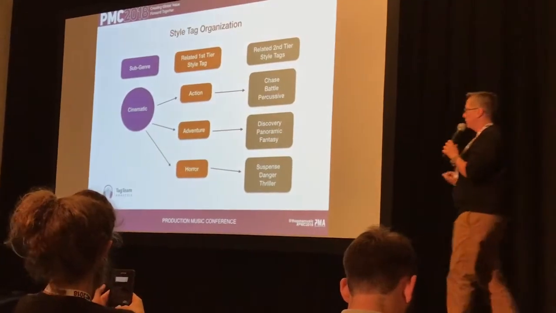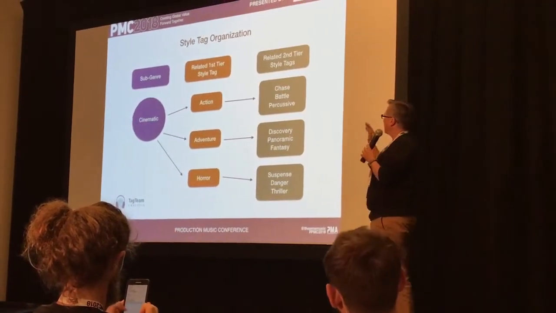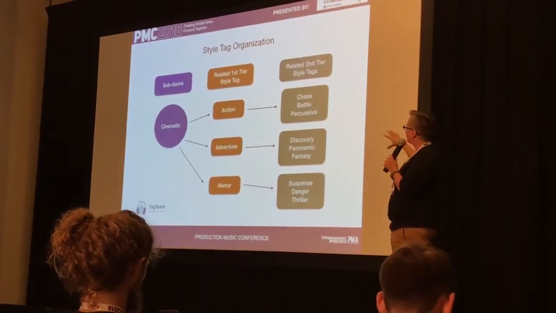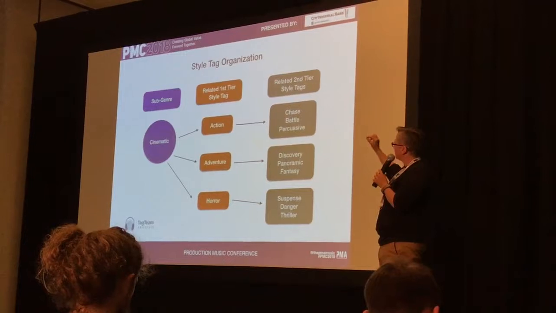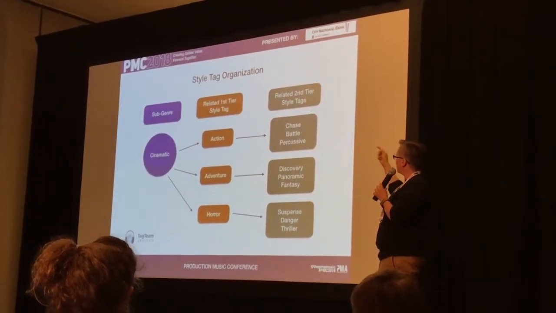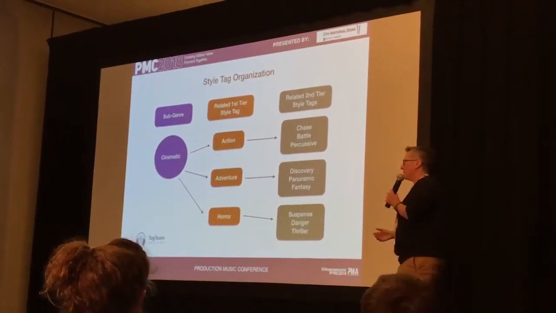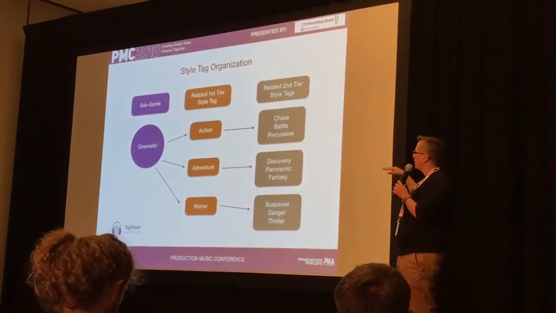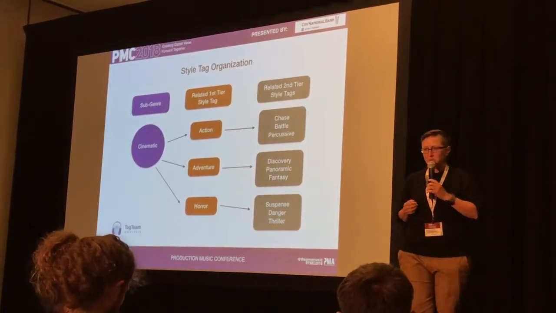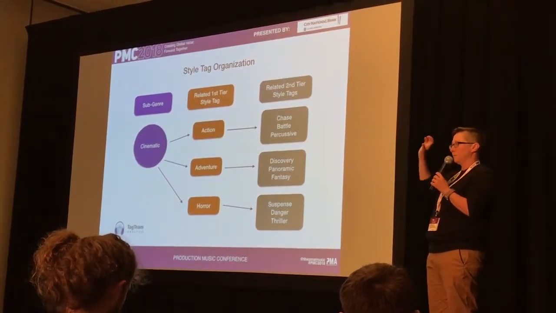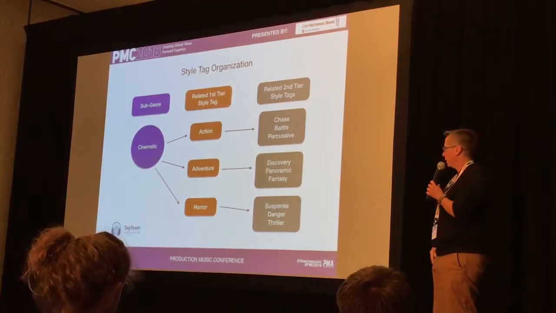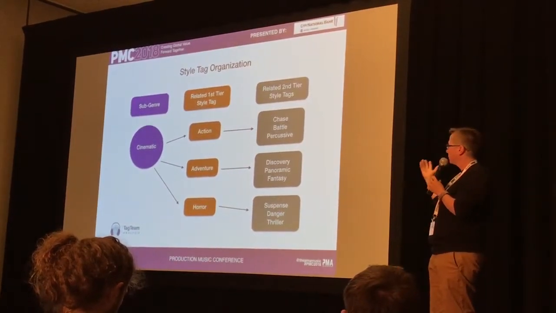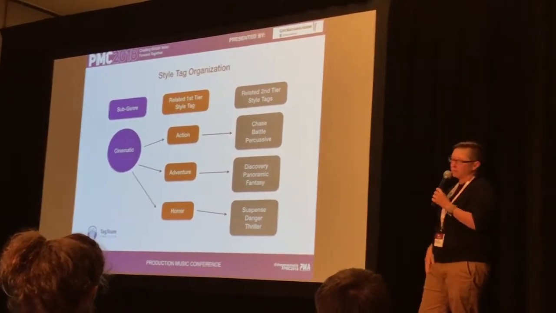And so here's another look at it in a little bit more detailed fashion. We have subgenre cinematic, and I call these first tier style tags. They're more general, so we're going from general to specific in more of a hierarchical way. The second tier style tags are a little more descriptive than the first tier. So like action, you can also use chase, battle, and percussive; adventure, discovery, panoramic, fantasy; and horror, suspense, danger, and thriller. There's definitely more tags you can add to that, but it's a really good way of organizing so you can find tags. And if you're manually tagging your music, this is a really great way to keep all of the right tags in the right place so you can tag much quicker. And like I was saying before, these second tier tags are flexible. You can use them with basically any subgenre or any of the first tier styles.